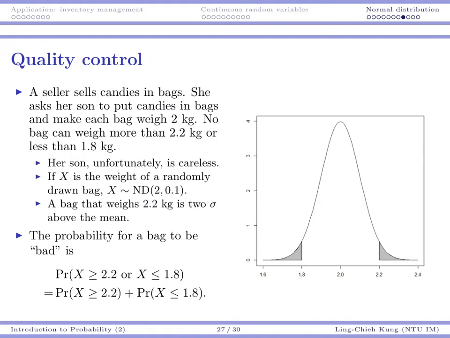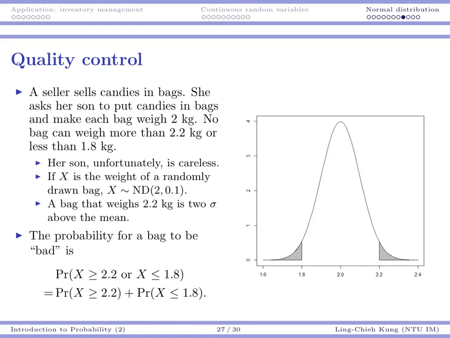Let's use this story as an example. Suppose my mother sells candies in bags. My mother asked me to put candies in bags, and I should make each bag weigh 2 kilograms. Okay, so somehow I need to control the quality of my product. No bag should weigh more than 2.2 kilograms or less than 1.8 kilograms. Those are rules set by my mom.